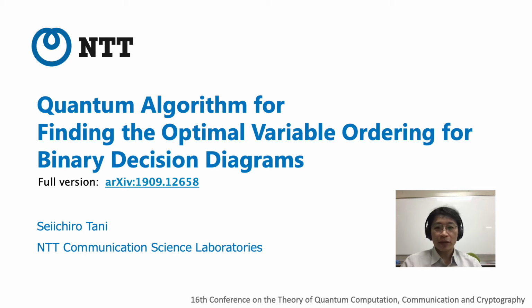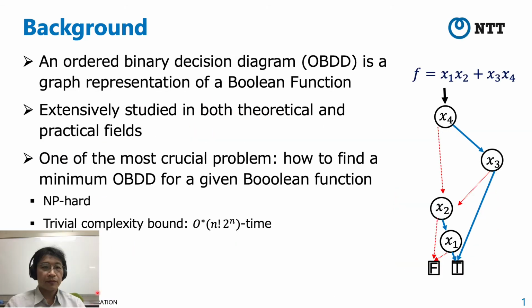I'm going to talk about a quantum algorithm for finding the optimal variable ordering that minimizes the binary decision diagrams. You can get the full version at arXiv here. Let me briefly introduce the background of this study. I will later introduce more of the background.